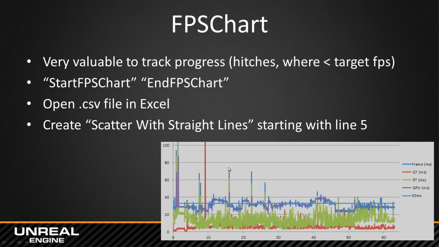What's useful, and was very useful for this demo, is the FPS chart. It's a very simple feature. You just type into the console start FPS chart. You wait a little bit until you have everything, if you run your demo, and then end FPS chart, and then basically it outputs one file that you can open in Excel, and then you can just use the scatter with straight lines. It's just some numbers, and then it displays something like this graph. Here I additionally added a 33 millisecond line just to see where we are. Because we aimed for 30 frames per second, I wanted to be below this line.